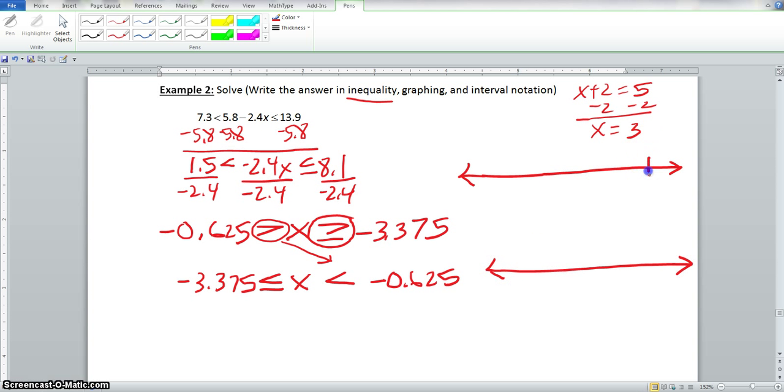Now, as you know, with the graphs, I always like to have 0 somewhere on the graph. And since we're dealing with two negative numbers, put the lowest one here. Actually, yes, the lowest one goes here. We have negative 3.375. And we know the highest one goes here, negative 0.625. Okay, now, and we can do the same thing here.